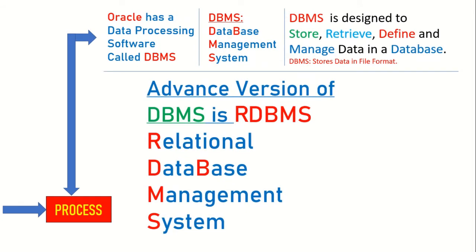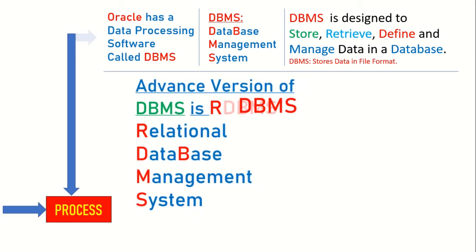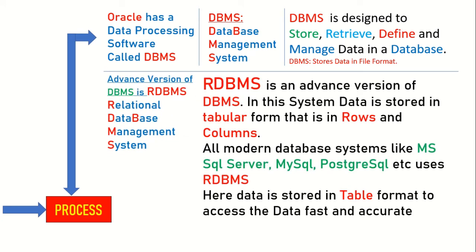But Oracle has an advanced or newer version of DBMS called RDBMS, Relational Database Management System. In this system, the data is stored in a tabular form, that is, in the form of rows and columns. All the modern databases like Microsoft SQL Server, MySQL, PostgreSQL, etc. use RDBMS. Here, the data is stored in table format to access the data fast and accurately.